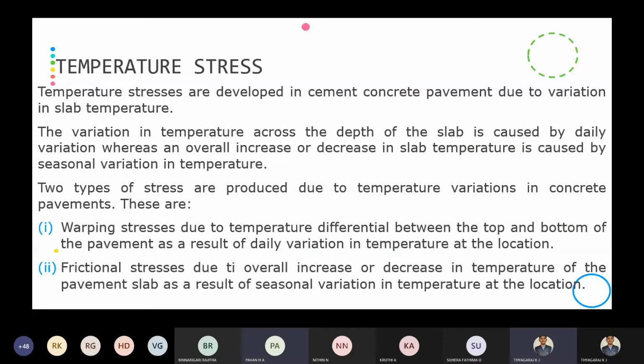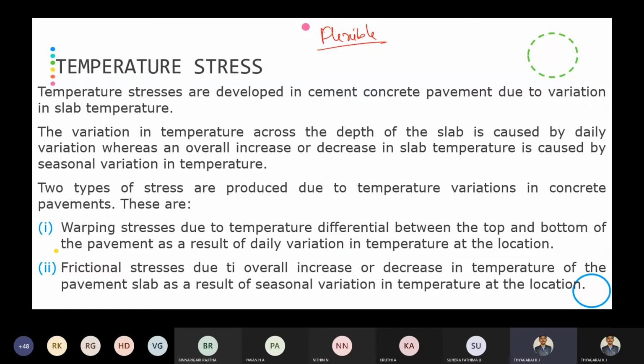Next one is temperature stresses. I was telling that not only the wheel load stresses will create problems in the cement concrete, the temperature also creates a problem in the cement concrete. And the temperature stresses, why? Because the flexible pavement also has some temperature susceptibility.